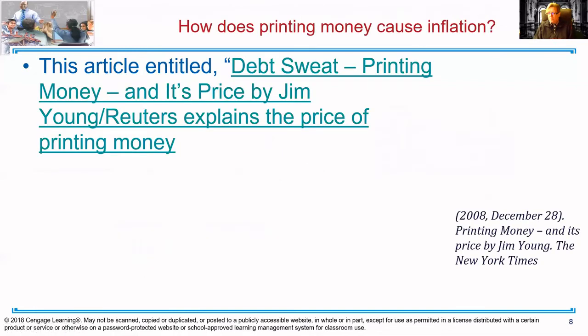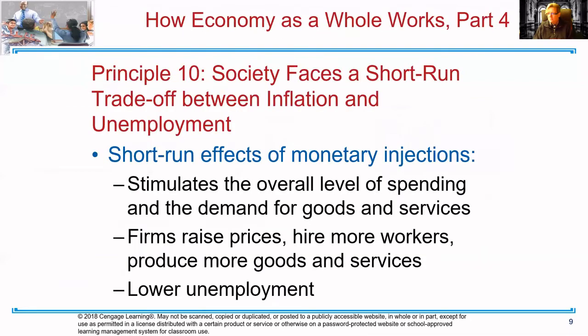The 10th principle, again, this was in the New York Times, and talks a little bit about monetary policy. The 10th and final principle is that society faces a short-run trade-off between inflation and unemployment. So why might a government create some inflation? And this is why. Because as price levels increase, it allows businesses to increase the prices of the products that they have already produced.